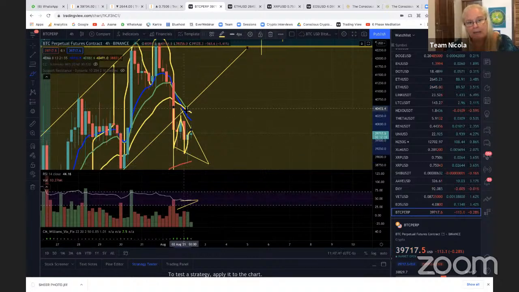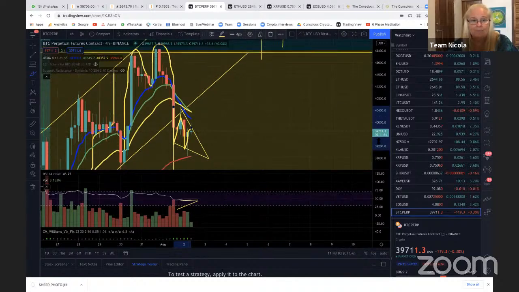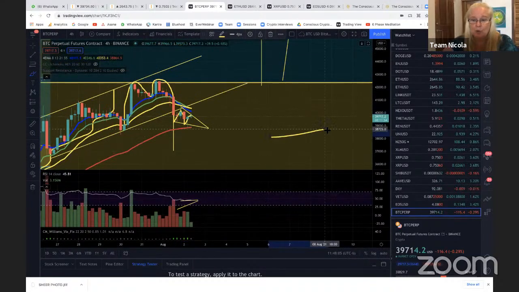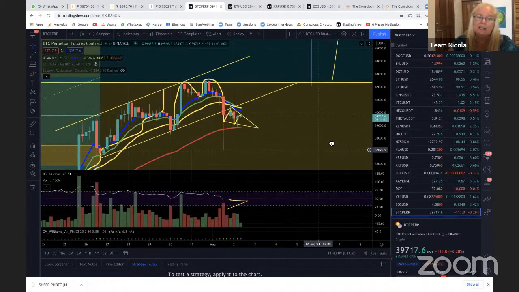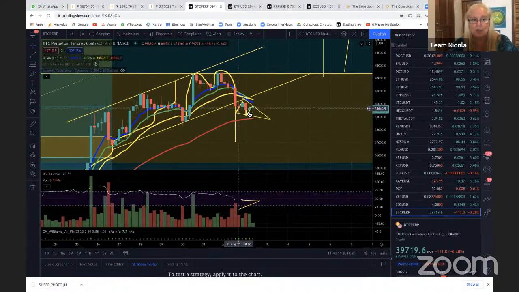But what we've got here is a cross. And for a long, we need it to go blue, green, yellow, red. And for a short, we need it to go in reverse: red, yellow, green, blue. So we've got blue crossed over, and now yellow's getting ready to cross over, but there's such a big gap for the red to get on the top on the 4 hourly. So that's why we look at the smaller time frames and the larger time frames together to say, you know what, this might just be a short-term correction.